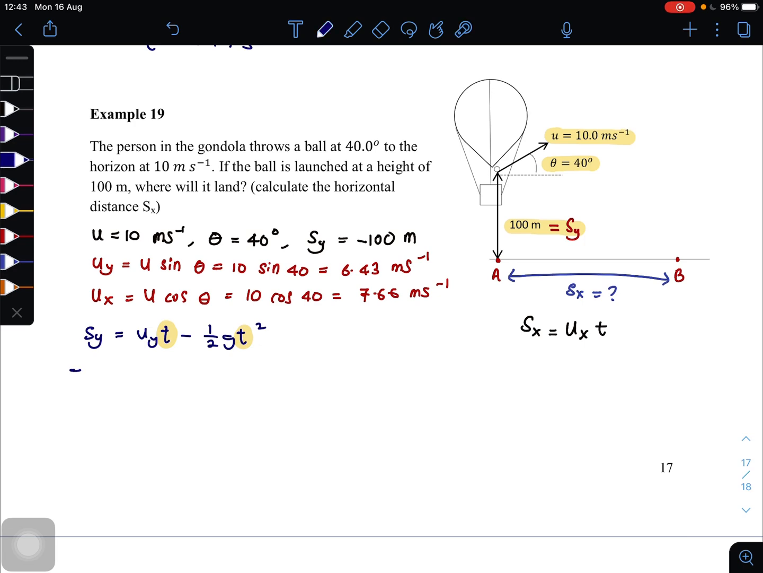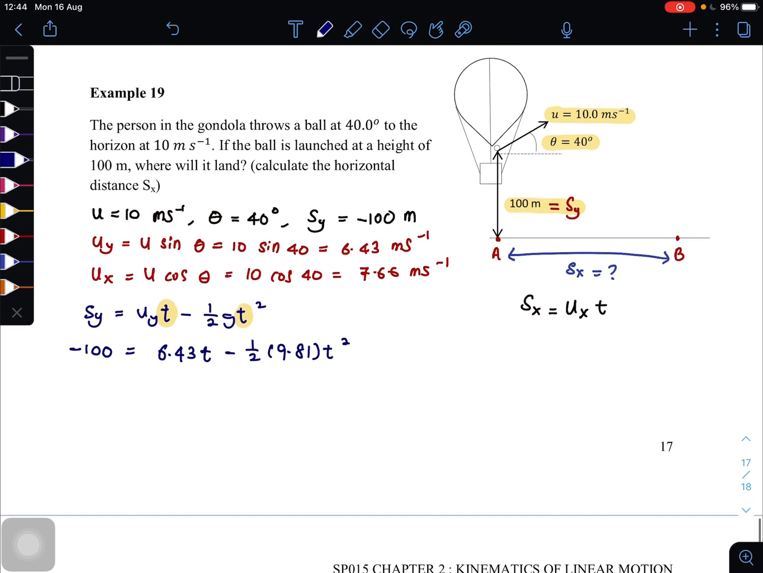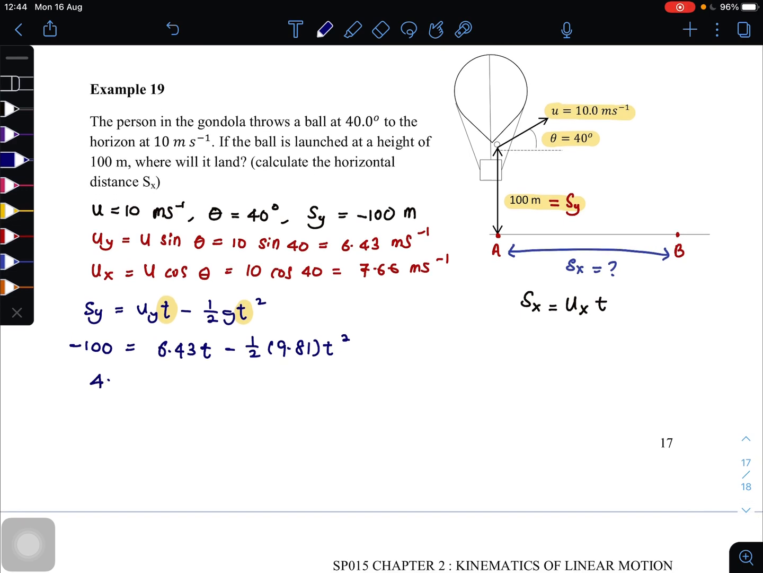So just masukkan, SY is negative 100, UY is, okay, not 7, 6.43, T minus half, G is 9.81, then T square. And then after that you will get 4.91 T square minus 6.43 T minus 100 equal to 0. So you will get T is equal to 5.21 second.